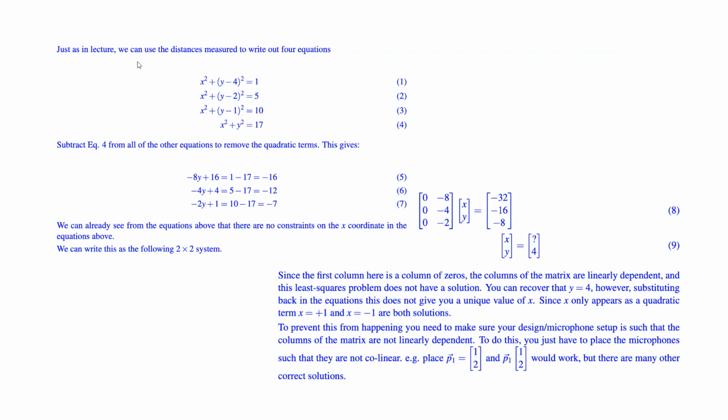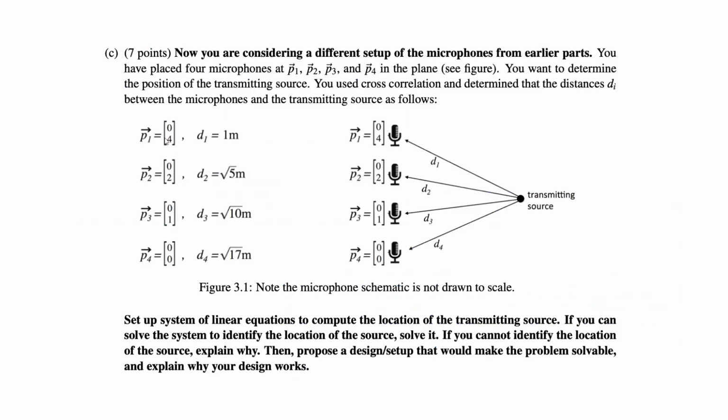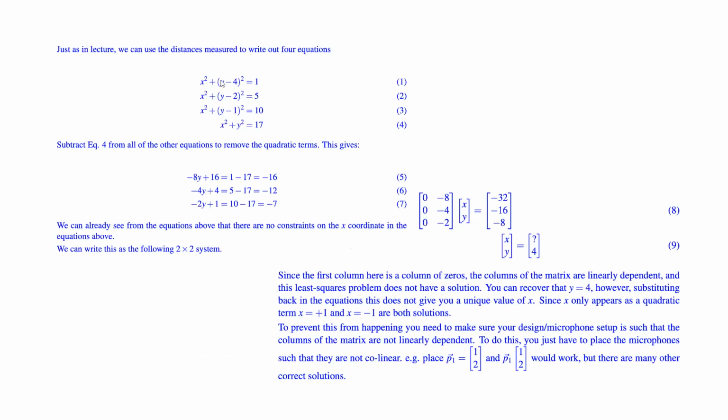So for example, for the first one, we have x squared plus (y minus 4) squared equals 1. What this is saying is that for the first one, we go from 0 to 4, and then d1 equals 1 meter. So it's a circle centered at (0, 4), and the radius is 1 meter. So x squared plus (y minus 4) squared equals 1. This is the same thing as saying that the norm of our vector minus (0, 4), squared, equals 1.